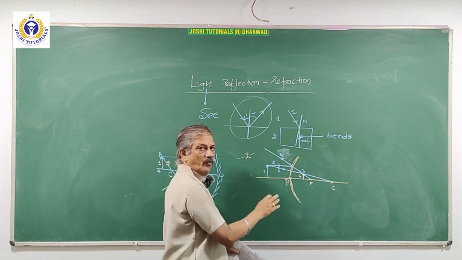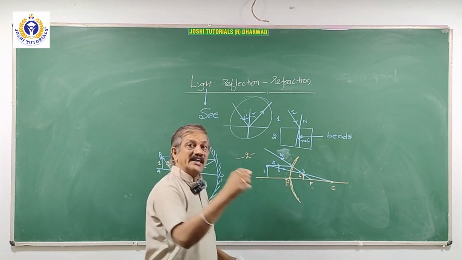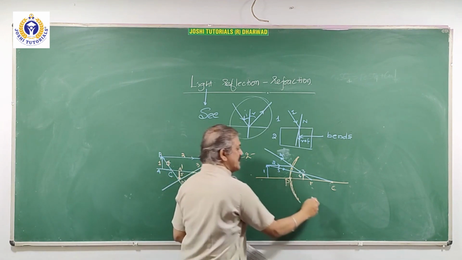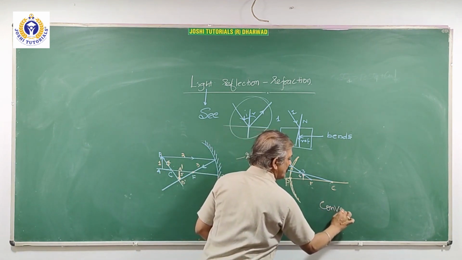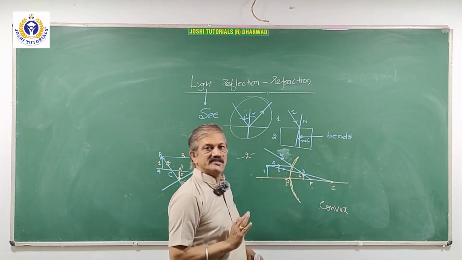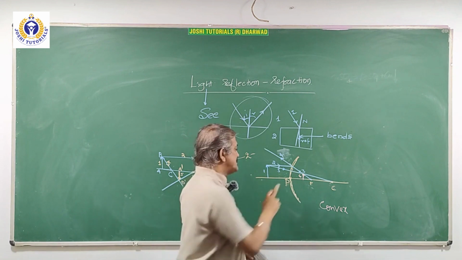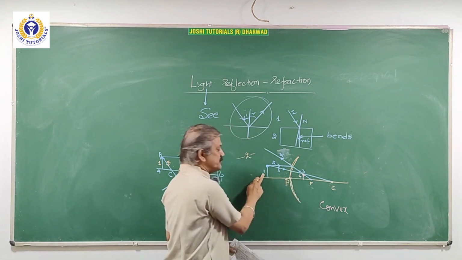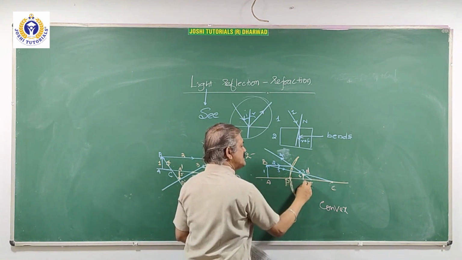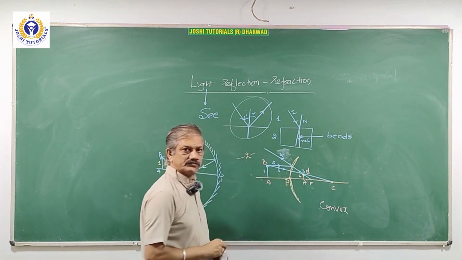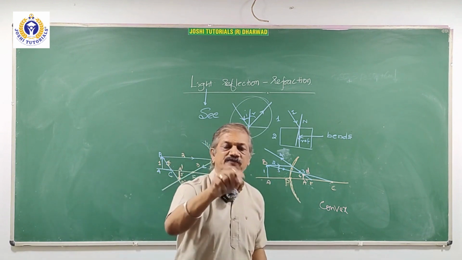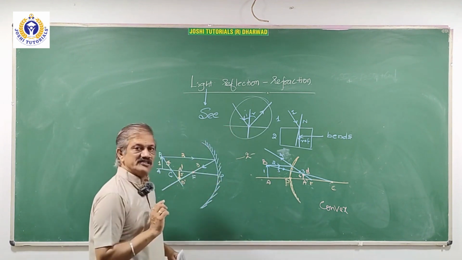They ask you what is the nature of the image. Always it is virtual. In case of convex, virtual. Diminished, always. Lesser in size as compared to object. It is AB, then it is A dash, B dash. Don't put the numbers. For remembrance sake, I have told you to write the numbers like this.